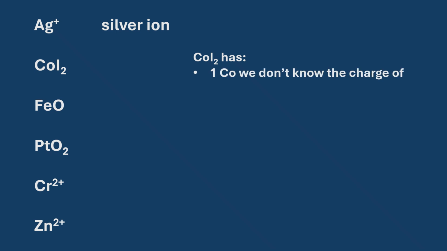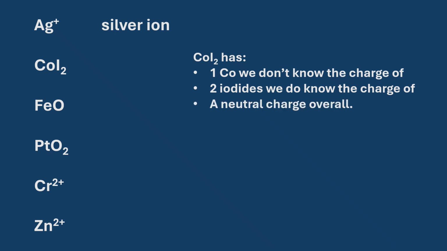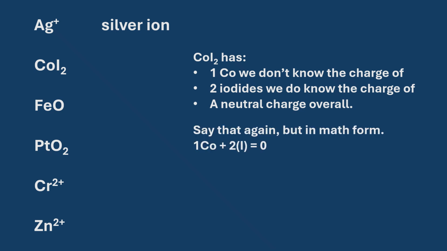Our compound has one cobalt cation that I don't know the charge of yet. It also has two iodide anions that I know carry a characteristic charge of 1-. And, by definition, our cations and anions have to come together in such a way that our ionic compounds are neutral overall. Facts are good. Now, let's convert our words into an algebraic equation. Again, a single cobalt, which is an unknown, and two iodines have to form a compound that is neutrally charged. Plug the charge in for the iodide into your equation and then solve for your unknown.